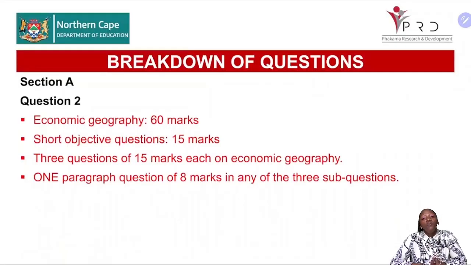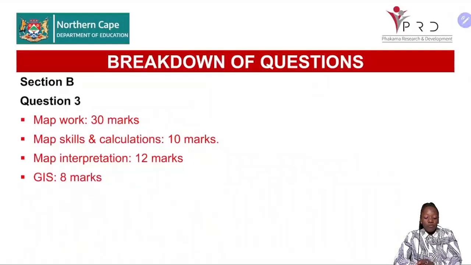Then after, you will have three figures with the long questions, your 2.3, 2.4 and 2.5. Again, in question 2, you will have one paragraph question. Then the rest will be your 3 times 2 and your 2 times 2. Then you move to your section B.